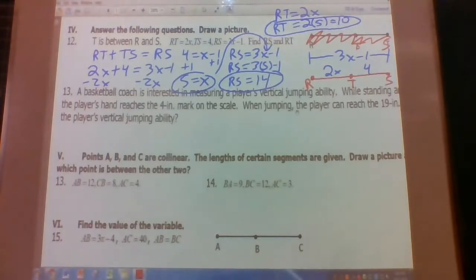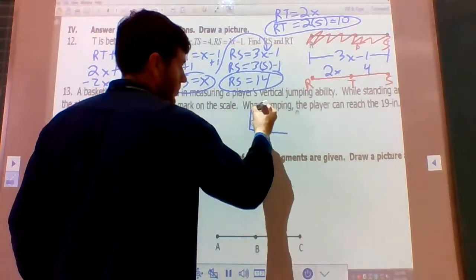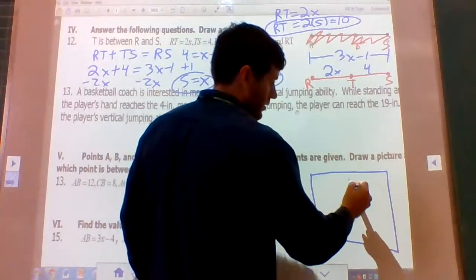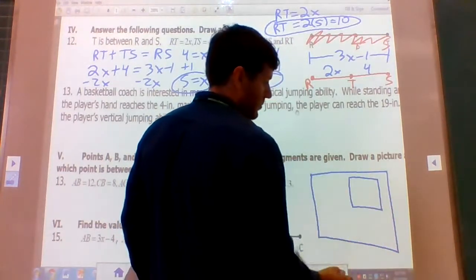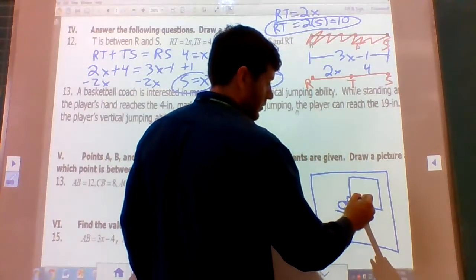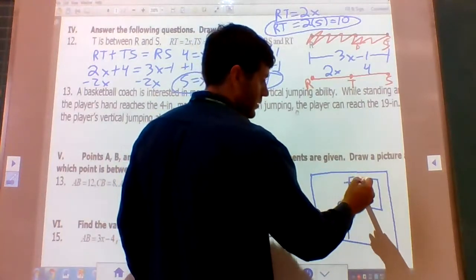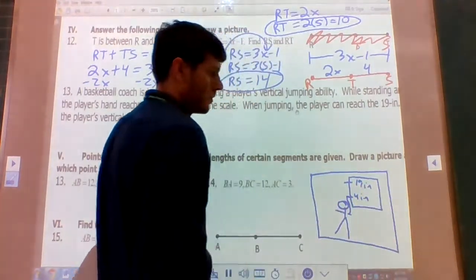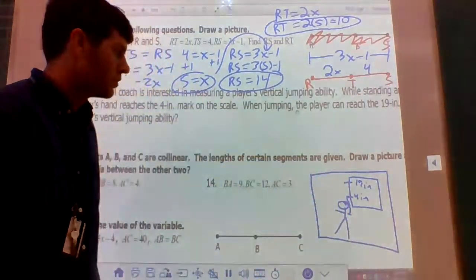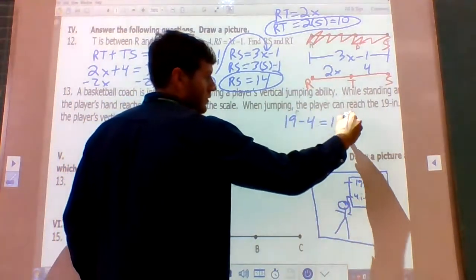Okay, so he reaches his hand up. Here's the wall. Let's draw it down here. Here is the measuring scale up top. So here's the guy. He reaches his hand up and he hits 4 inches. Right? When he jumps, he's going to hit 19 inches. So how many inches did he jump? Well, he jumped up from 4 inches to 19 inches. So we're going to do 19 minus 4. It's going to give us 15.